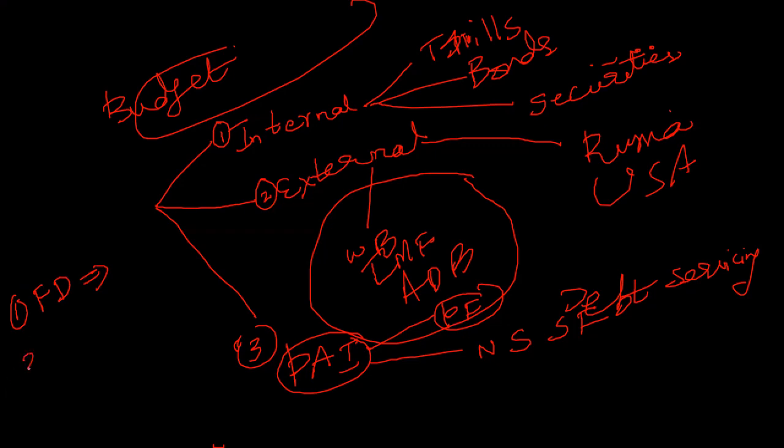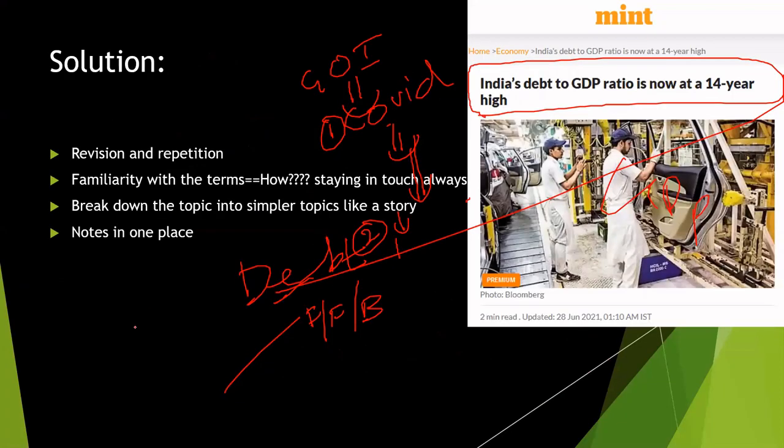Another observation that you must have made is numbers. Look at that news report: India's debt to GDP ratio is now at a 14-year high. Obviously, it is a ratio. It can be expressed in percentage, so it will be 60%, 70%, 80%, 90%.